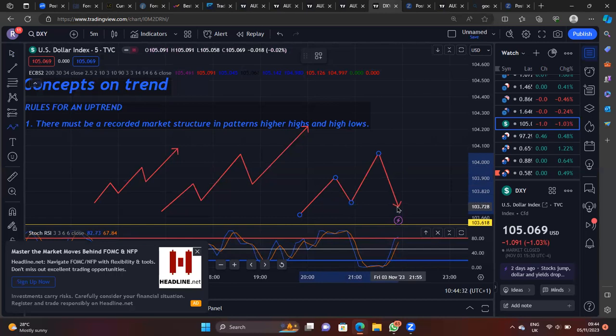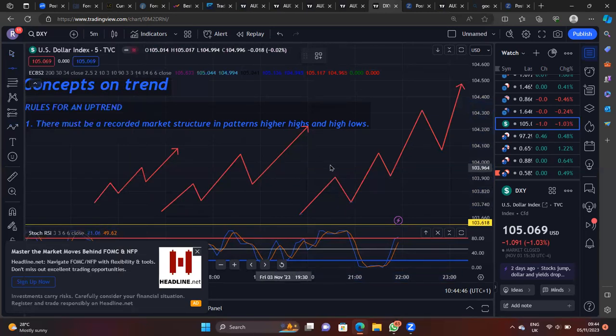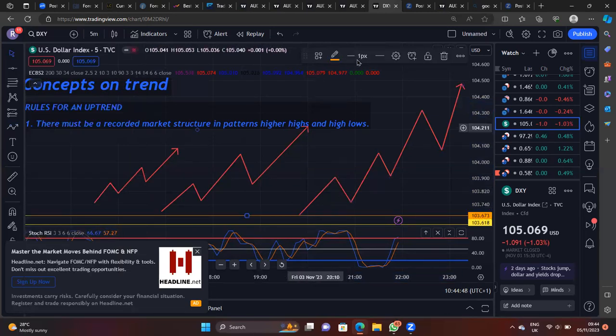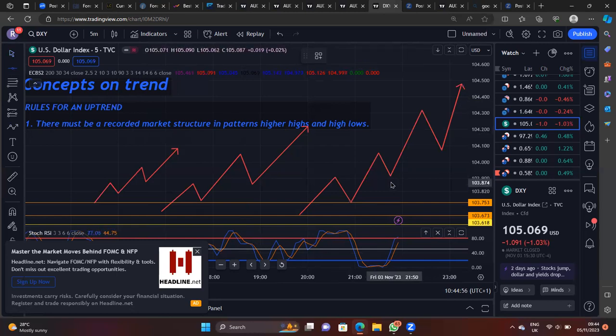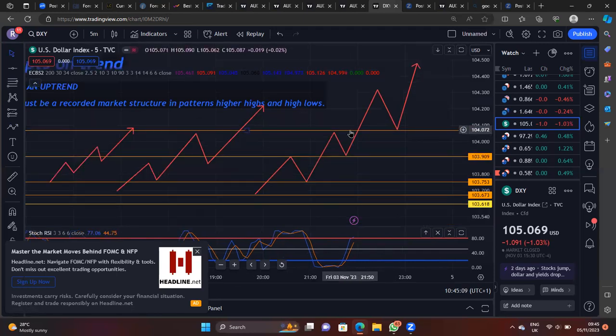So we should have a pattern in this formation. Here, here, here, here, something like this form. At the end, we should have layers in this form, just like you're climbing a staircase, right? It should be like this form, in this pattern, to be considered first an uptrend.